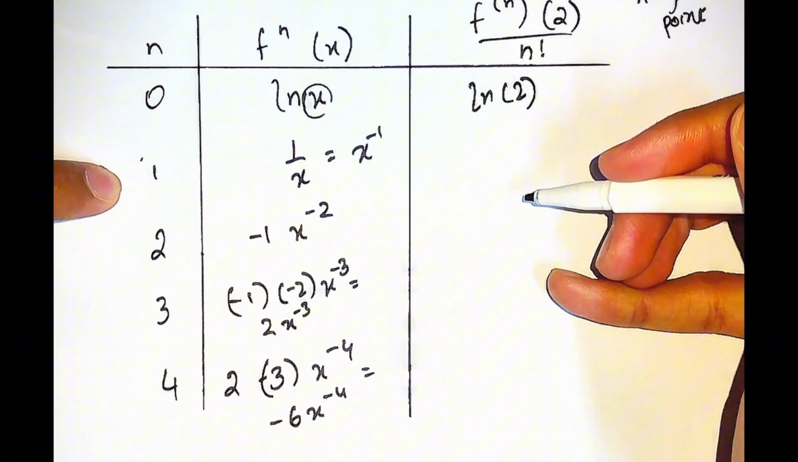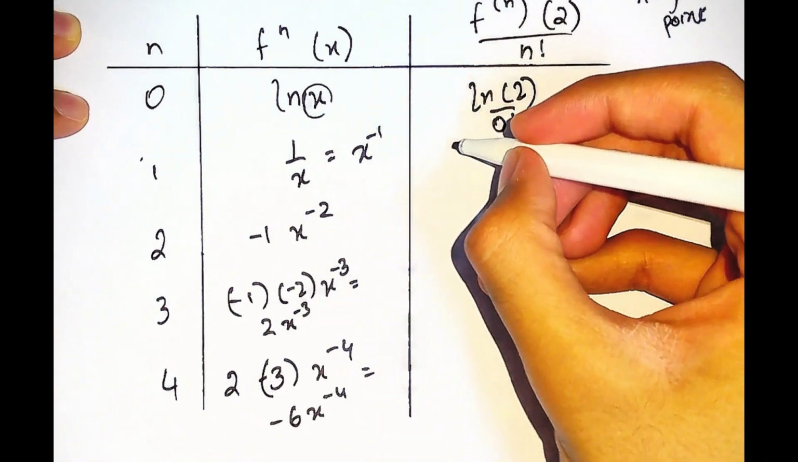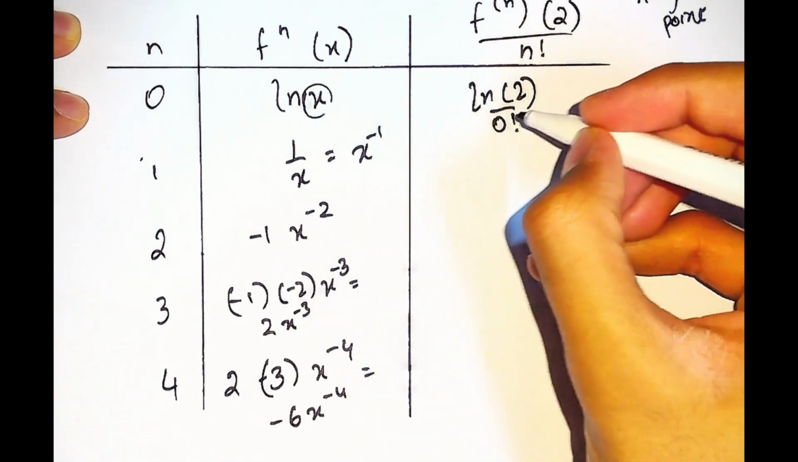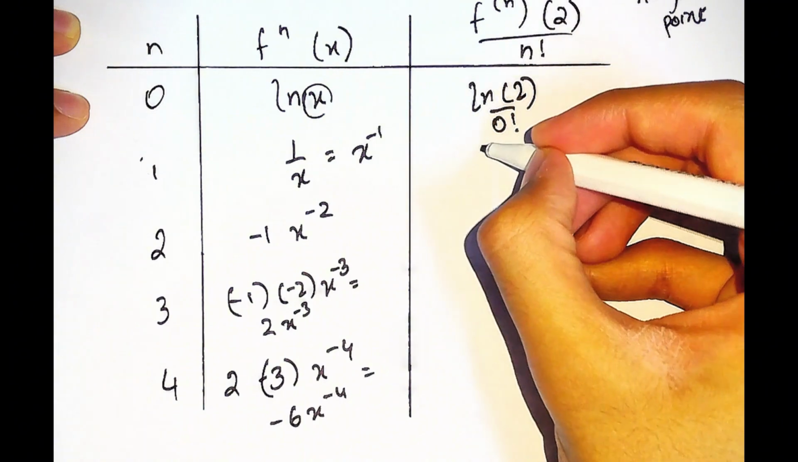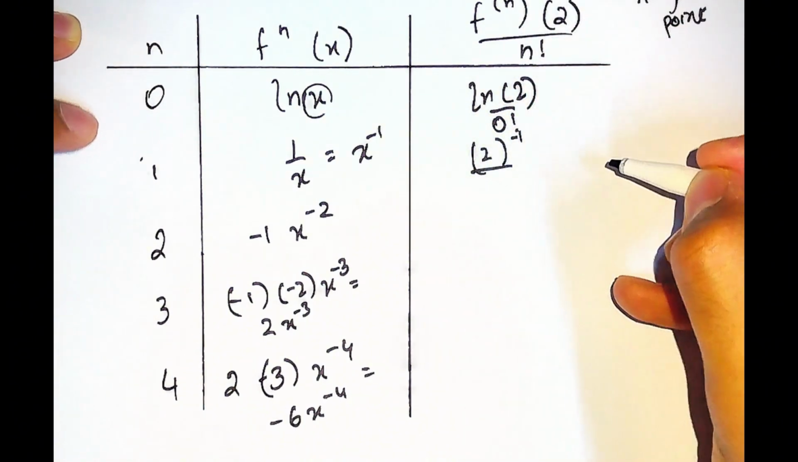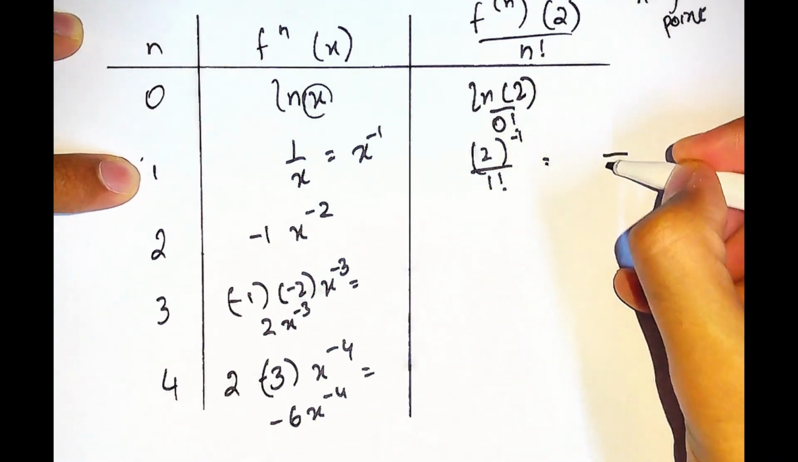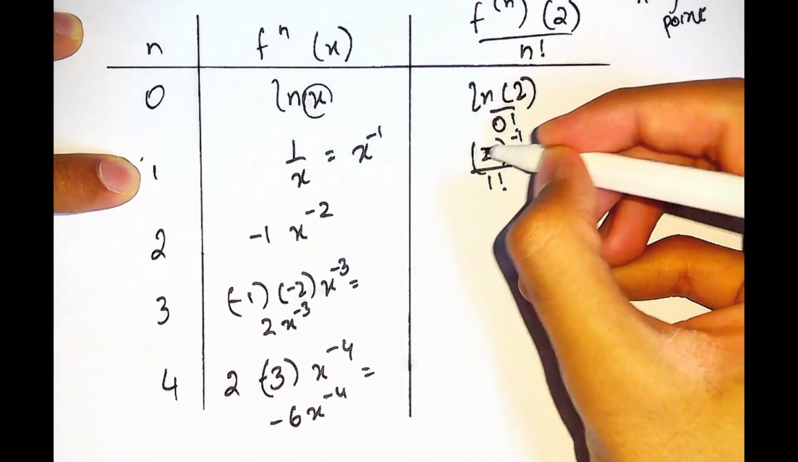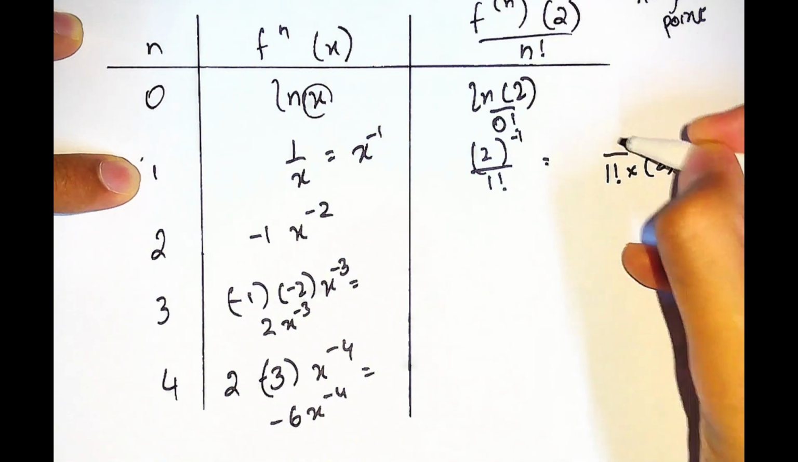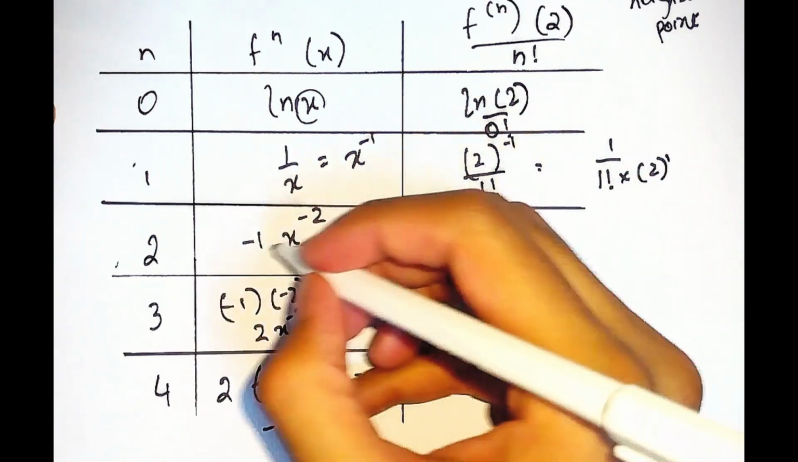Then for the first derivative, we have x power negative 1. We can write it as 2, okay, so x is 2, then power negative 1 divided by n factorial. What is n? 1. So 1 factorial. Now this can be written as 1 factorial multiplied by, this 2 can be reciprocated. So we will have 2 power 1 and we will be left with the 1 in the numerator.